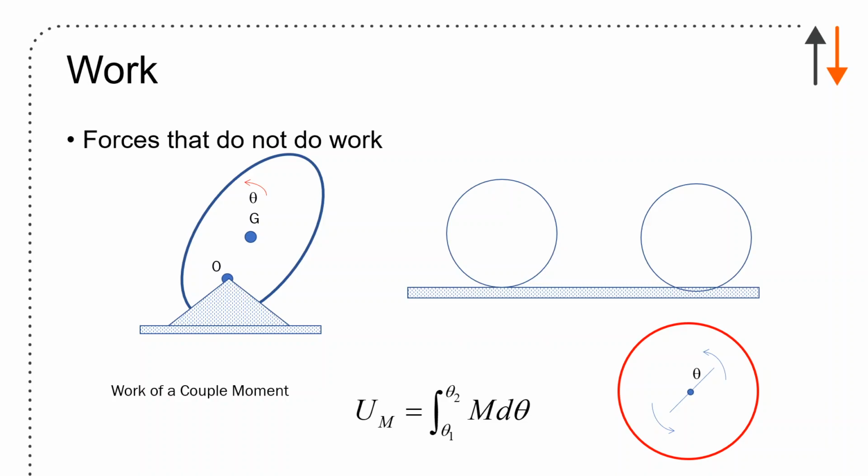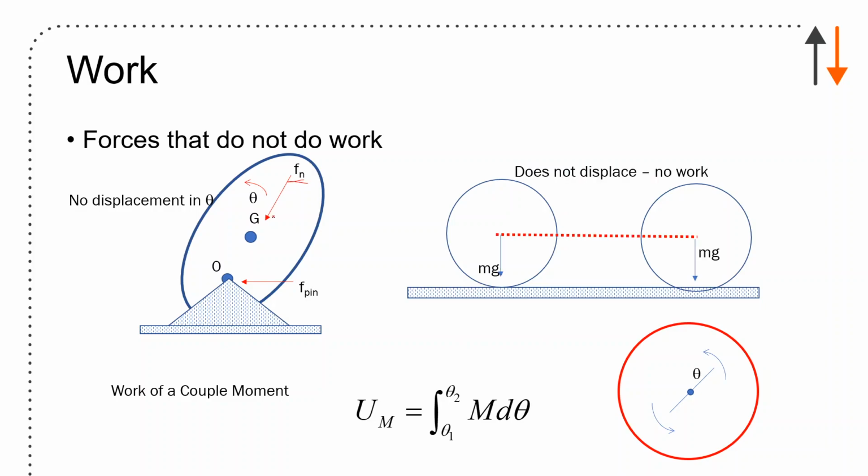So, forces that do no work: the work of a couple moment, because they displace both in the same direction, and also forces that are normal. So you have here, for example, a force that is going directly in towards the center, and it never displaces, and the force at the pin never displaces. With rolling, the center of mass displaces in the horizontal direction, and we already know that displacement in the horizontal direction doesn't count towards work. And then for the work of a couple moment, we also have nothing because it displaces a negative amount in one direction and a positive amount in the other.